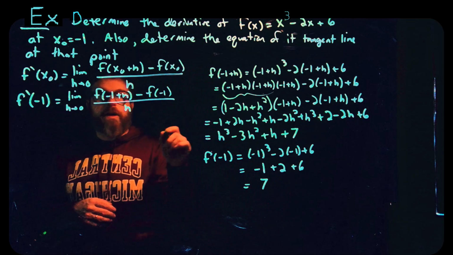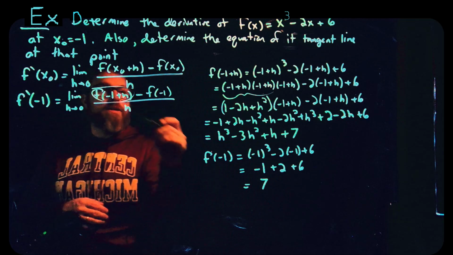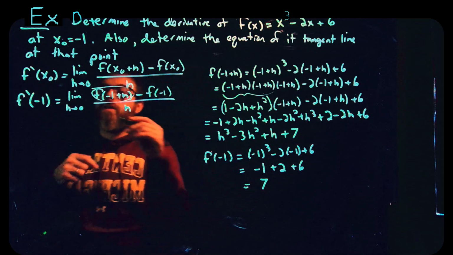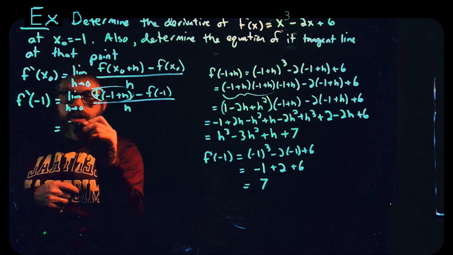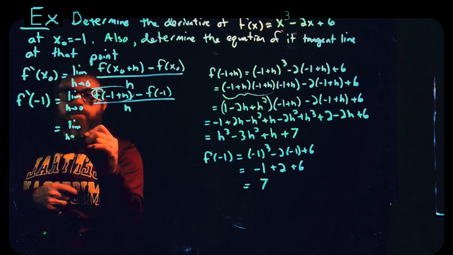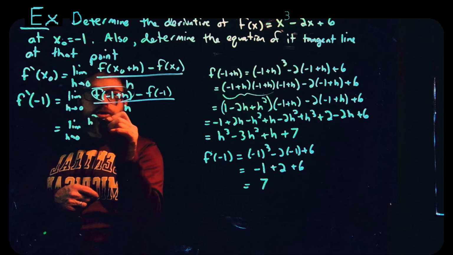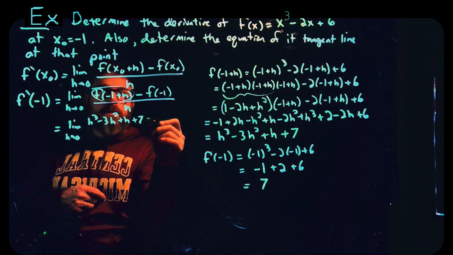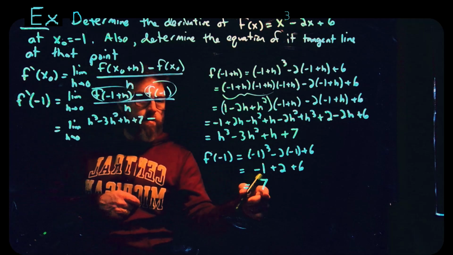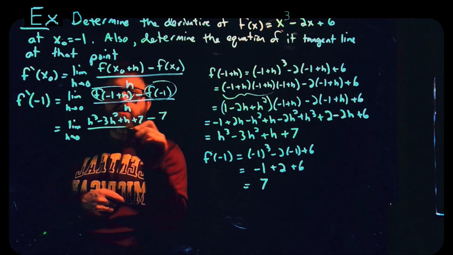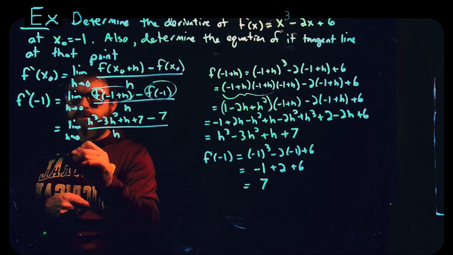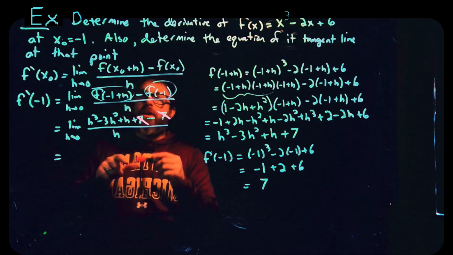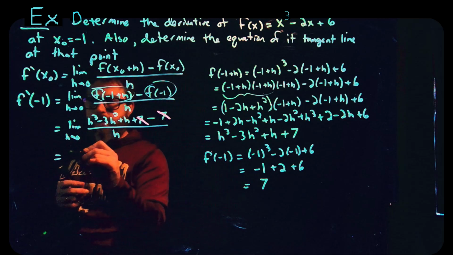All right, plugging these in. We know we have this, which is this trinomial here. Oh, sorry, this four-term expression. So we're going to have a limit as h approaches 0 of h cubed minus 3h squared plus h plus 7 minus, we still have to do f of -1, so minus the 7. And this is all going to be over h. Now, very similarly, we can see that those 7s are gone. And then all these terms have an h in them, so I can factor out an h.